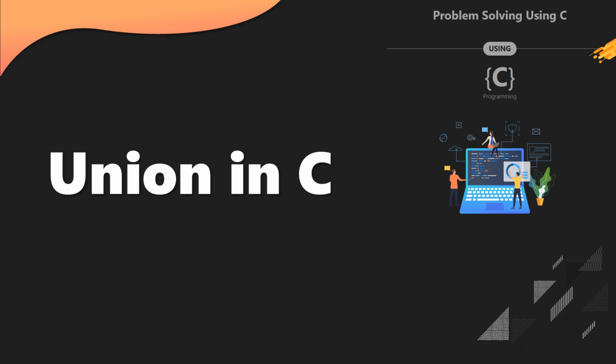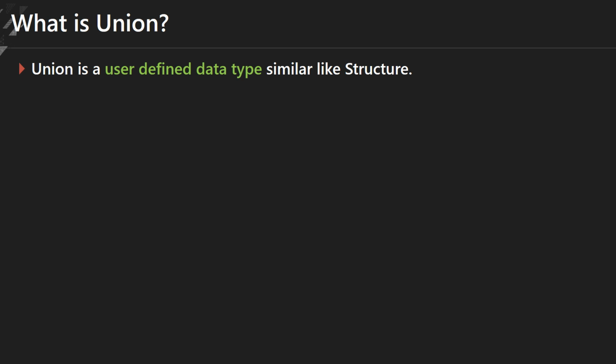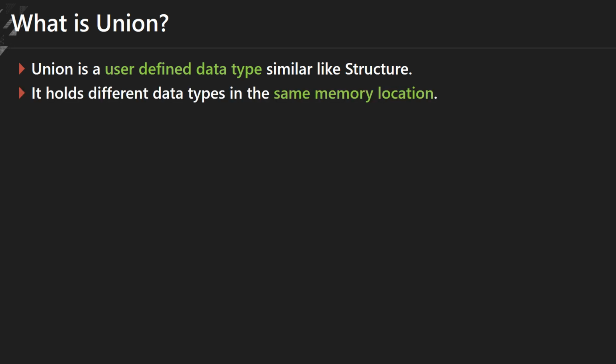In this video, we will discuss one of the derived data types in C, called union. What is a union? Union is a kind of user-defined data type. It is similar to a structure, right? It holds different data types in the same memory location. That's the difference between a structure and a union.